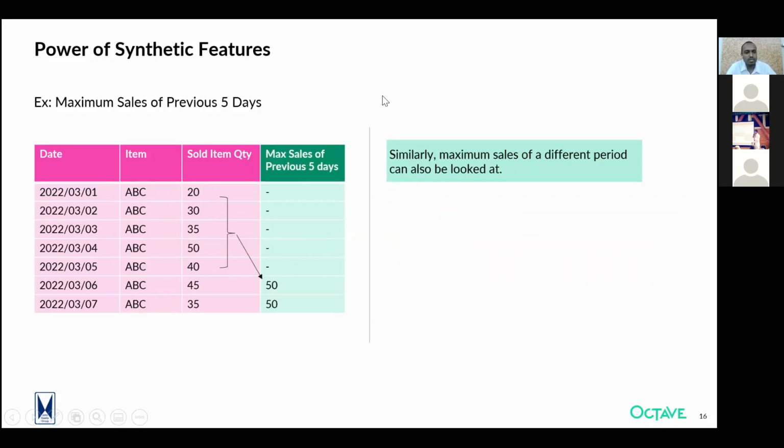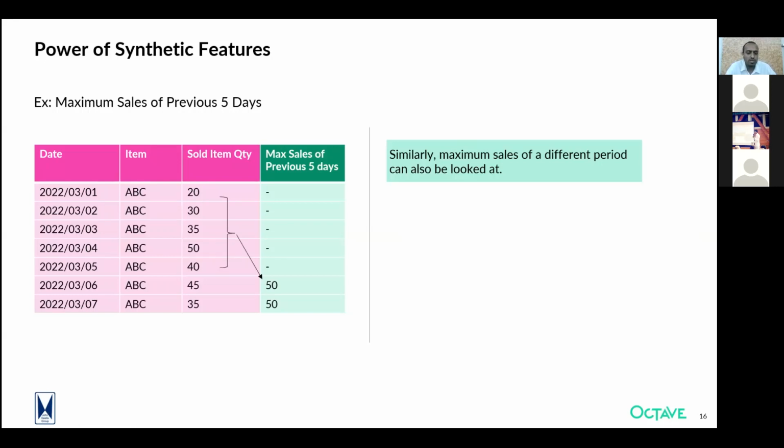Moving on. Another example would be using the maximum sales of the past 5 days, right? Here also it is quite similar to the previous example. For that particular item we have the daily sales, and from the 6th of March onwards we have the maximum sales of the previous 5 days, that is from March 1st to March 5th. Over here we have 50, which was the highest data point, and for the 7th of March also, from 2nd of March until 6th of March, we have the value 50.